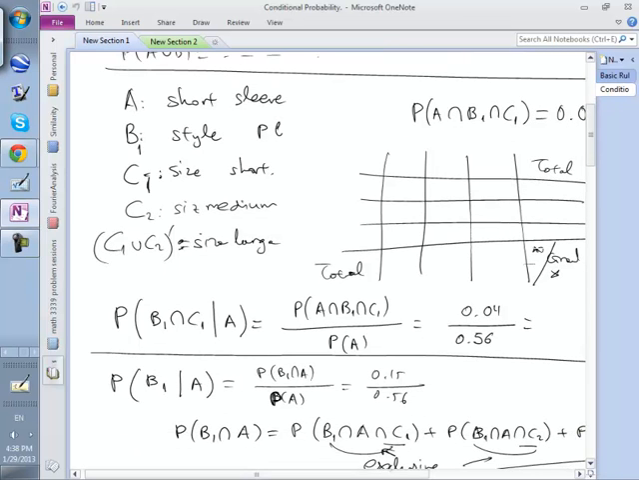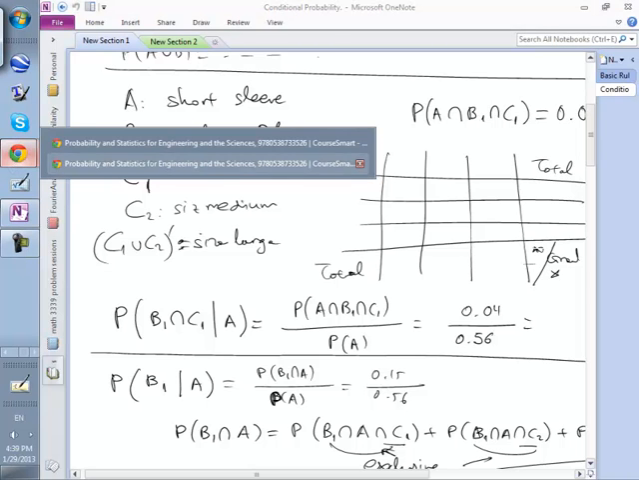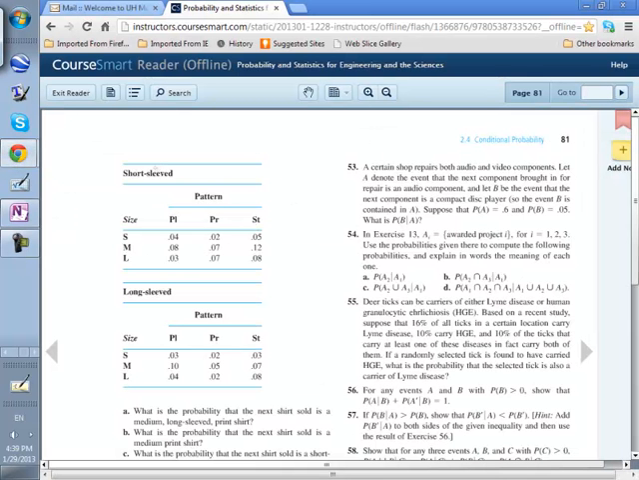So look at these events. A, short sleeve. B1, plaid style. C1, size short. What is the probability of A intersection B1 intersection C1? What does that mean? That the shirt has short sleeve and plaid style and is short. If we go to the table, what's the probability of this? Short sleeve and short size and style plaid.